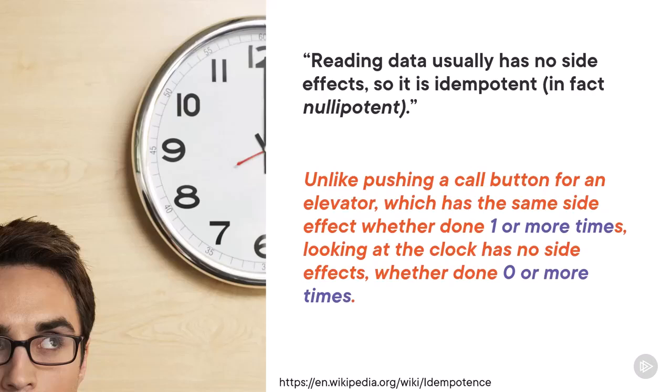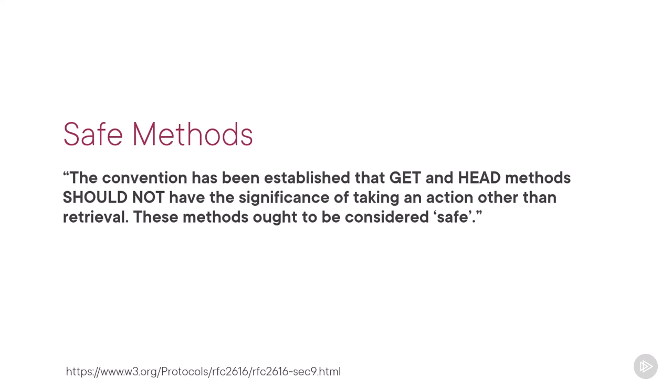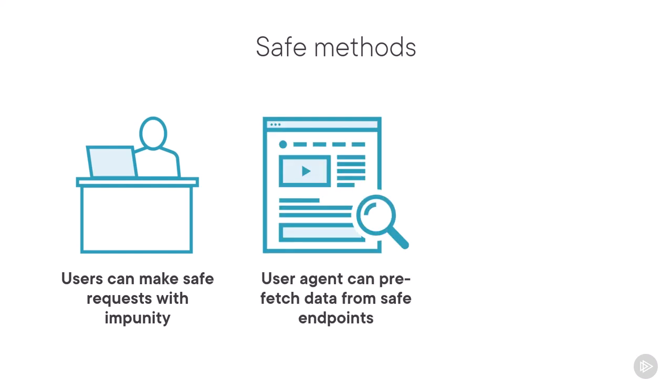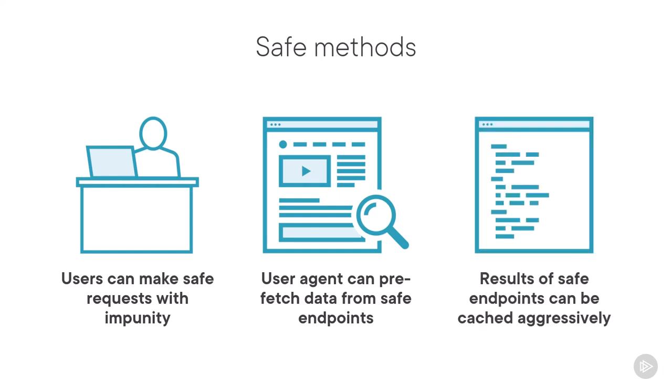Methods that do not alter the state of the system should be considered safe for users to interact with. The convention has been established that GET and HEAD methods should not have the significance of taking any action other than retrieval. Safe methods can be used by users freely, and any side effects they might have should not be considered the user's responsibility, since the convention is that such methods should not have any. Safe methods can be used by users without risk. They can also be pre-fetched by user agents to improve user experience and web application performance. Safe endpoints can be cached aggressively, since safe methods have the same effect on the system whether they hit the server or not.